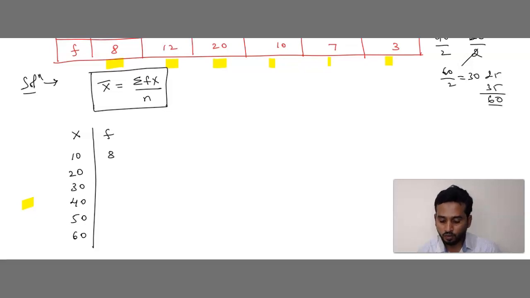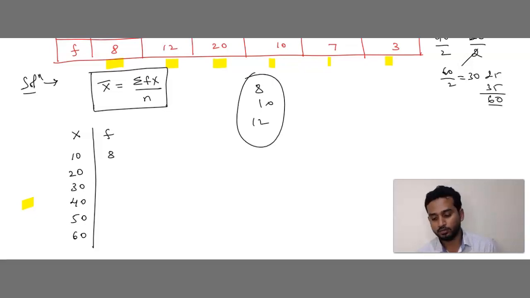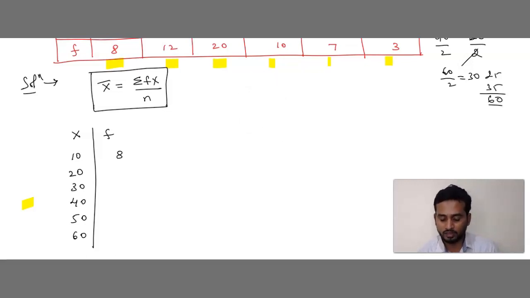Next, f. What are the values of f? 8. Now be careful while you are writing the numbers. Some write 8, 10, 12 in improper order, so please don't make that mistake. You have to write the numbers in order. Always try to give some gap when writing the numbers, because if a second digit comes, it should not disturb the previous number. After that 12. Below 8, 2 should come, so that during addition you will not make any mistake. Next is 20, next is 10, next 7, and next 3.